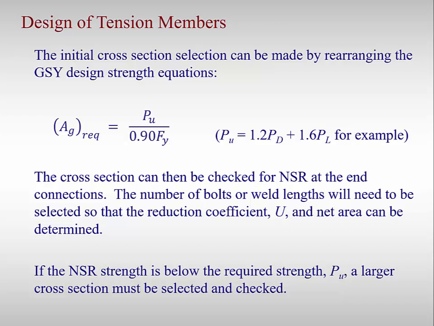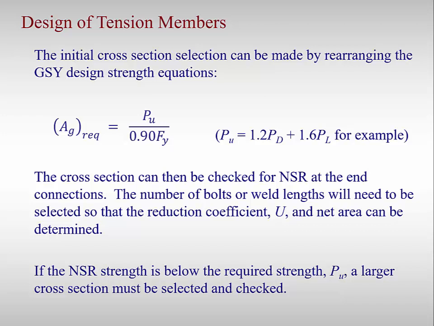If not, a new, heavier shape size must be used, as that is indicative of having a design strength lower than the required design strength. How much heavier you need to go depends upon how much strength is needed to satisfy the design. The design process can therefore be iterative.